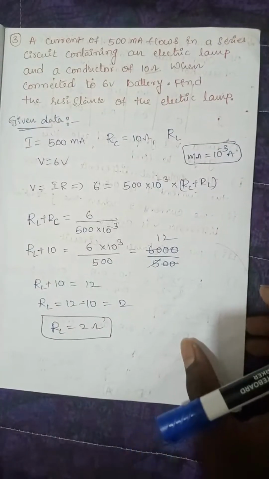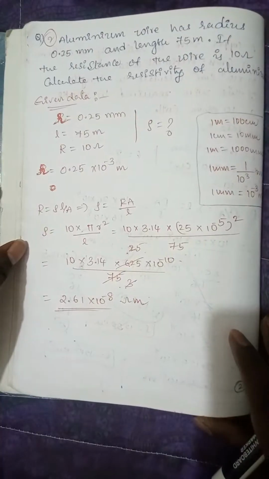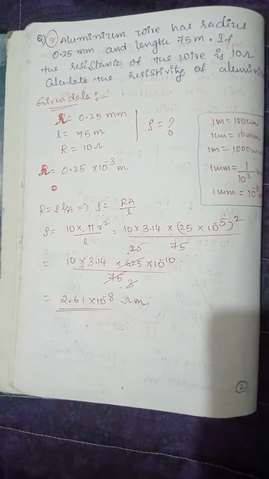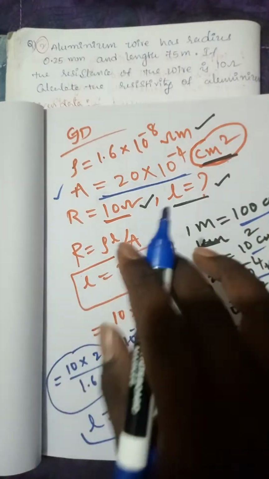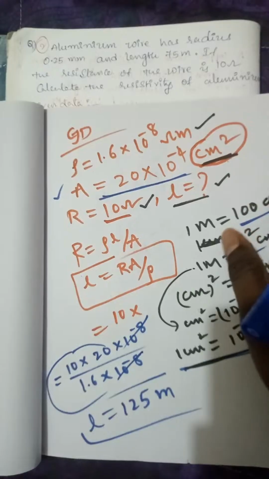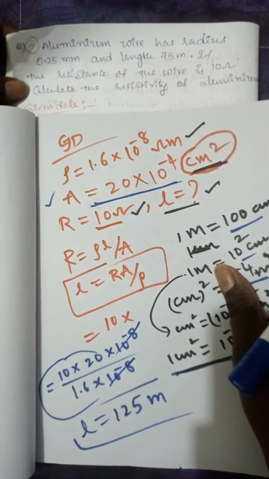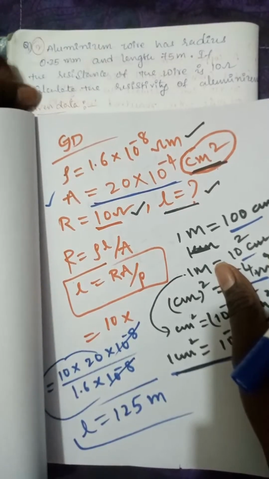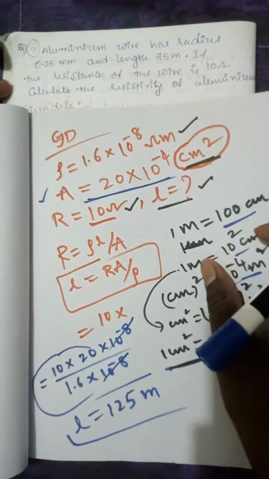So aluminum wire of radius, this is the question. Even if you see the answer and tell me, fine, no problem, nothing will happen. Finally, you have to learn. That is the only thing we are doing here, nothing else. The final thing is you have to learn in the class.